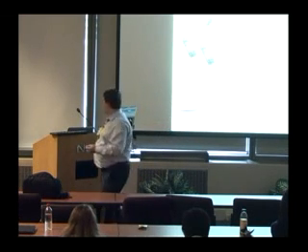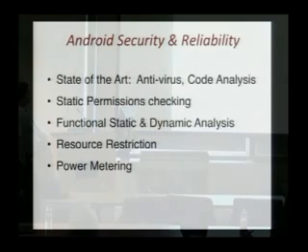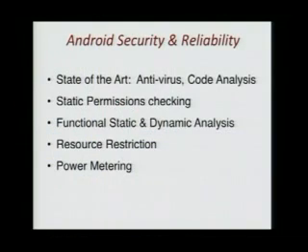Now, let me go one step further. What is the state of the art? State of the art is people rely on antivirus code analysis. They perform some sort of static permissions checking. Are their permissions okay? Yeah, sure. Okay, then the application must be okay. Part of the other problems is functional, static, and dynamic analysis. This is something that's not happening right now, actually, the number 3 bullet.